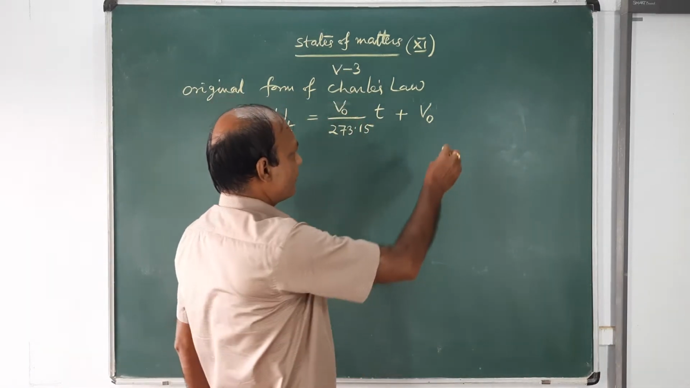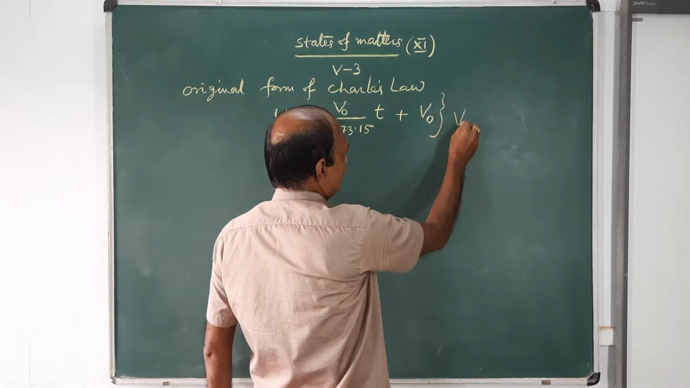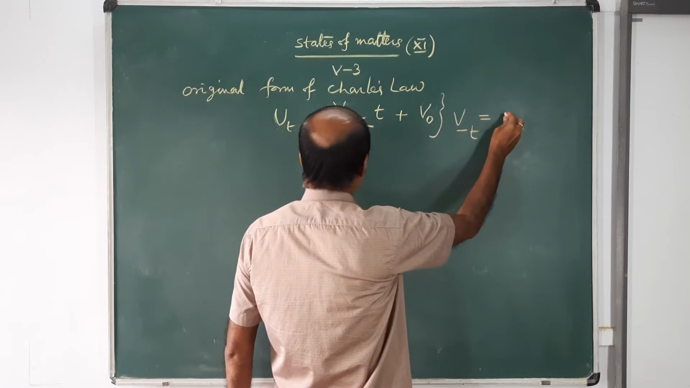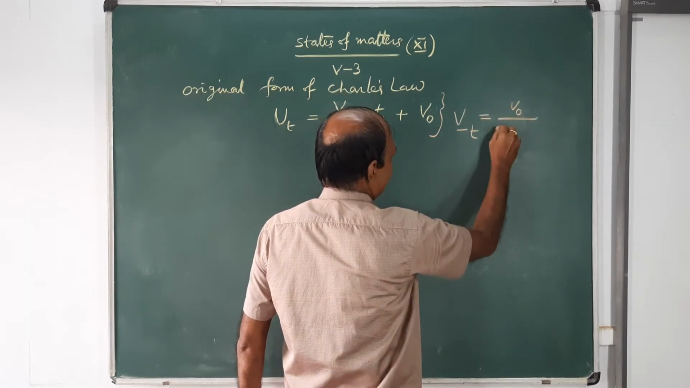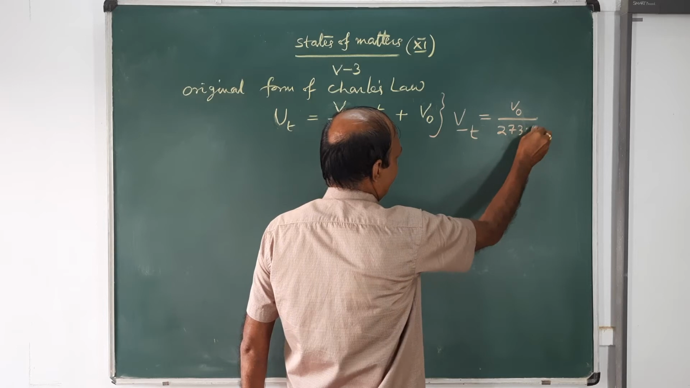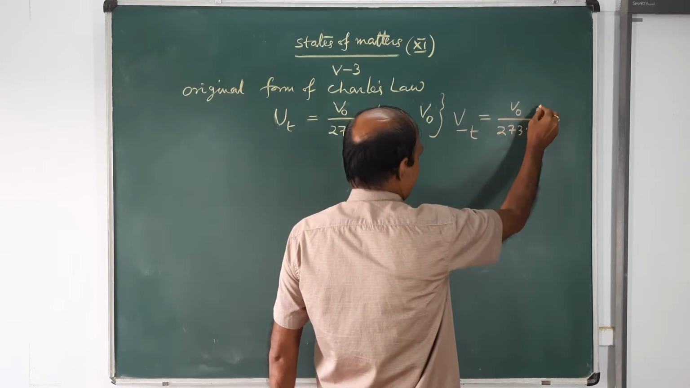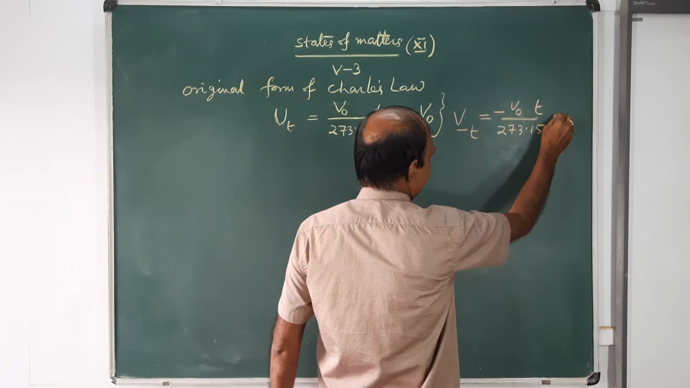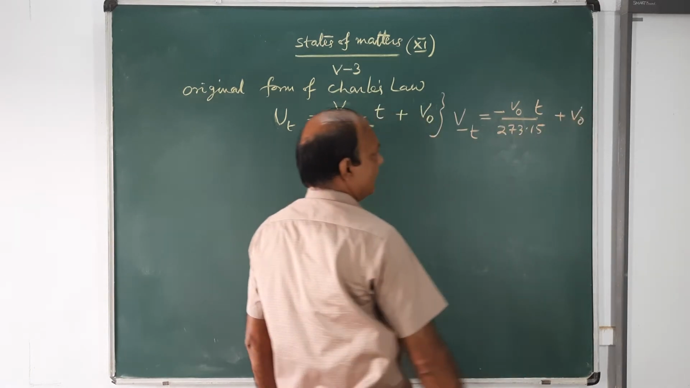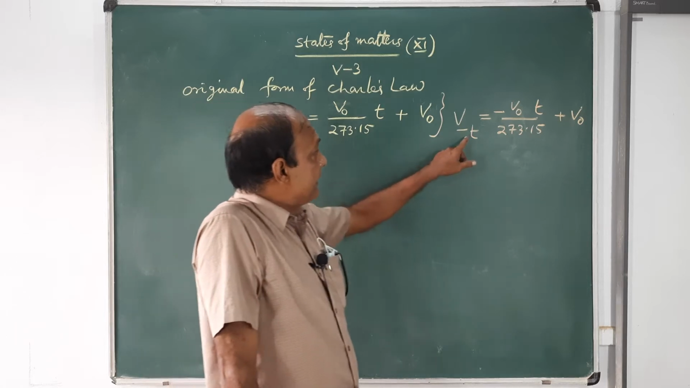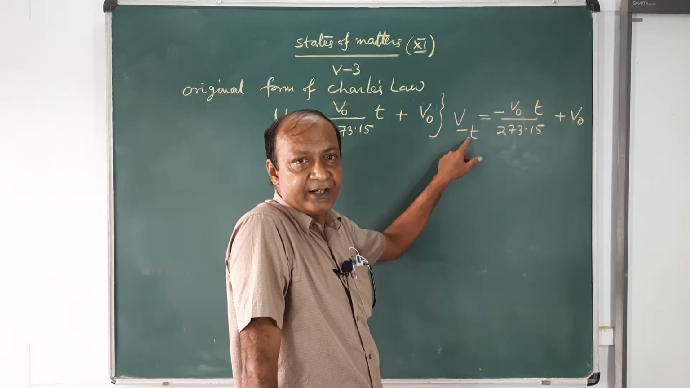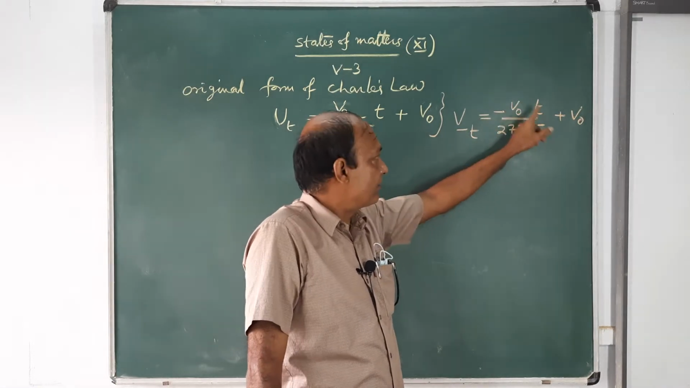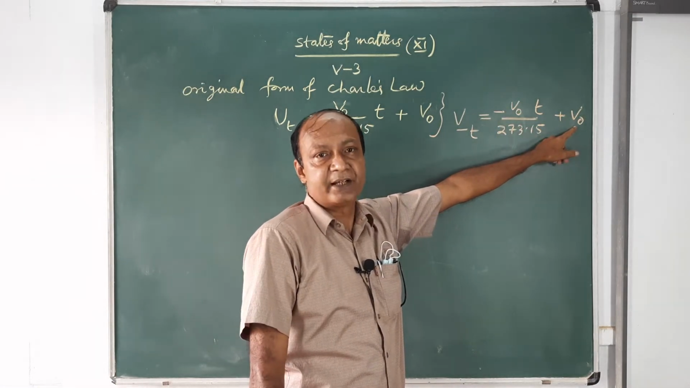Similarly, if you want to find the volume of the gas at minus T degree centigrade, that will be equal to V0 by 273.15 into minus T, here you write the minus sign, plus V0. So, if you decrease the temperature by T degree centigrade, then this much amount of volume will be decreased, will be less from the volume of the gas at 0 degree centigrade.